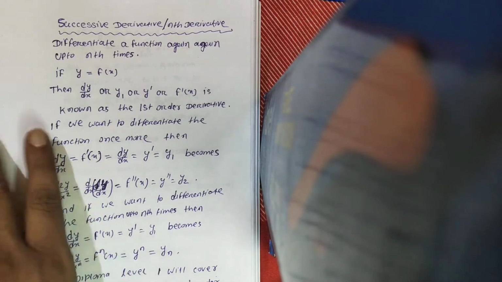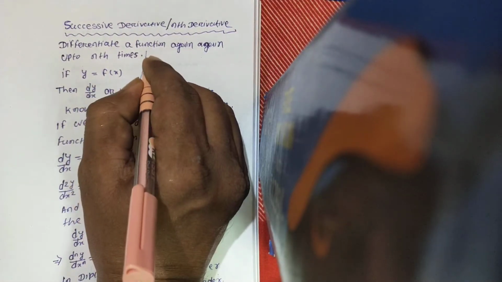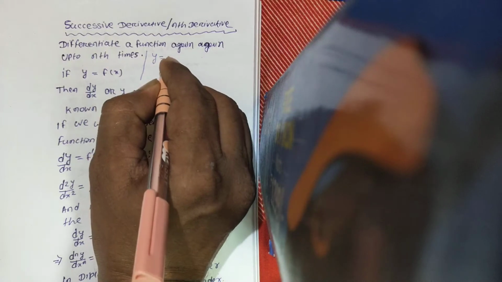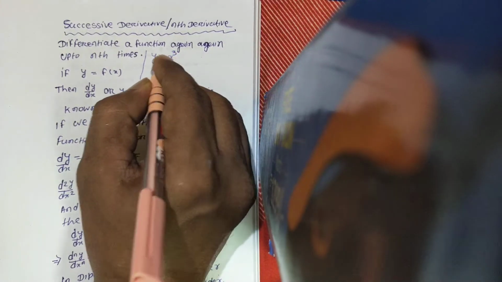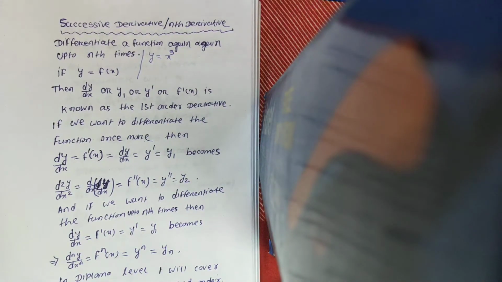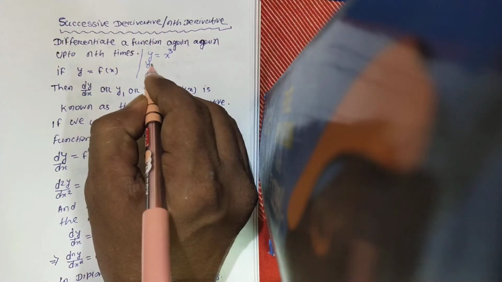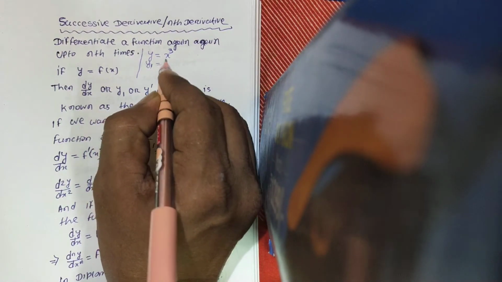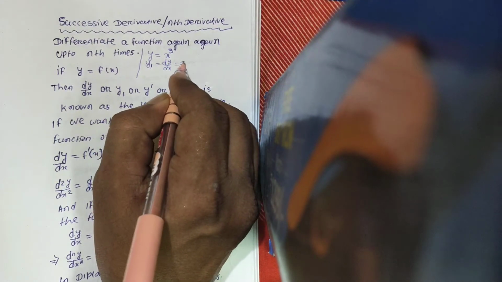For example, suppose I am writing here y is equal to x cube. If I told you find the derivative of x cube with respect to x, that can be written as y1, symbolically dy by dx can be written as y1. That means the answer will be what? 3x square.